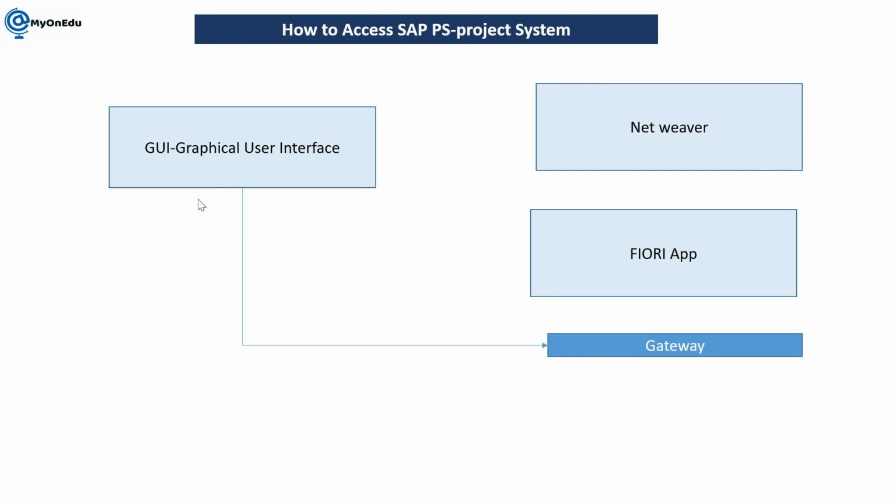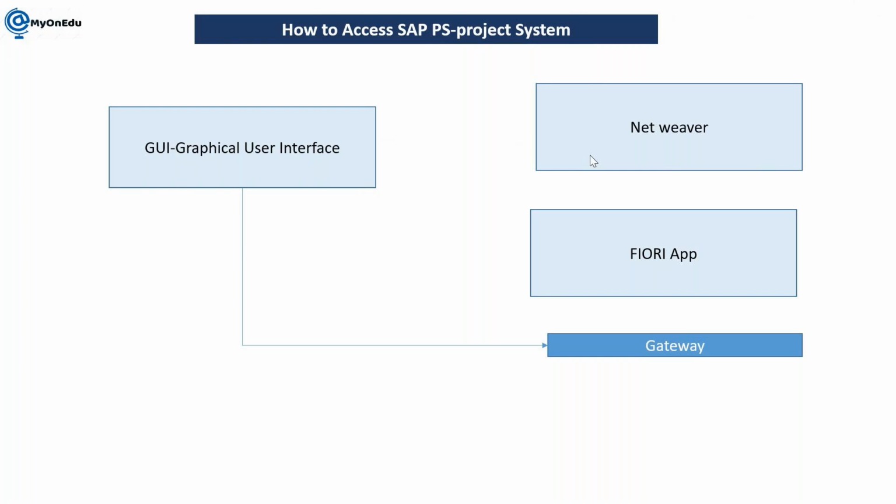In NetWeaver, when we are performing any transaction, the same transaction code which you access in the graphical user interface is converted into a link. So there is no need to memorize the transaction code. You just click on that link, and you can execute and perform that transaction.